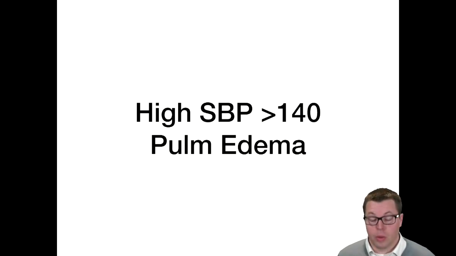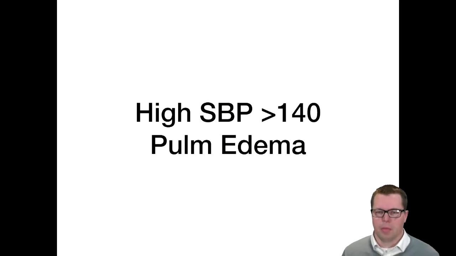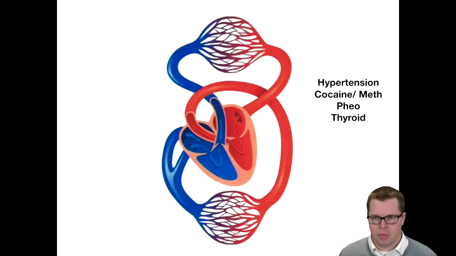And again, we'll classify most of these things based on what their blood pressure is, at least for the EMS evaluation and treatment and the emergency department evaluation and treatment of these folks. So the first group, those that have high blood pressure, greater than 140. These folks will often have pulmonary edema with it and present acutely dyspneic.